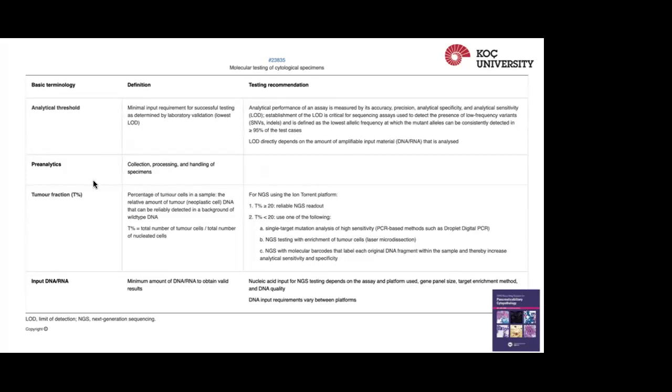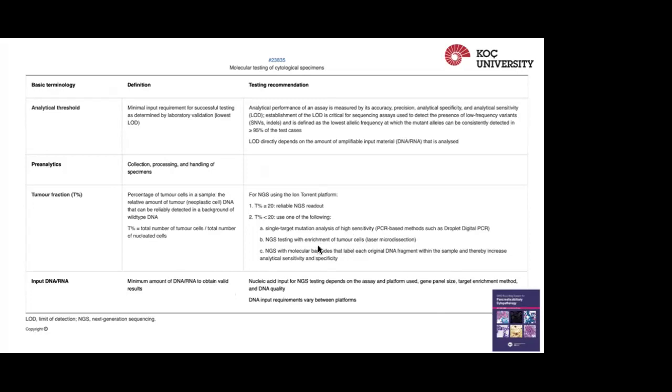And pre-analytics involves the collection, processing, and handling of specimens, underscoring the foundational work that goes into preparing samples for analysis. And tumor fraction represents the percentage of tumor cells in a sample. This is pivotal because the proportion of tumor DNA influences the likelihood of detecting mutations. And when we come to the input DNA and RNA, it is about the minimum amount of genetic material needed to achieve reliable results.